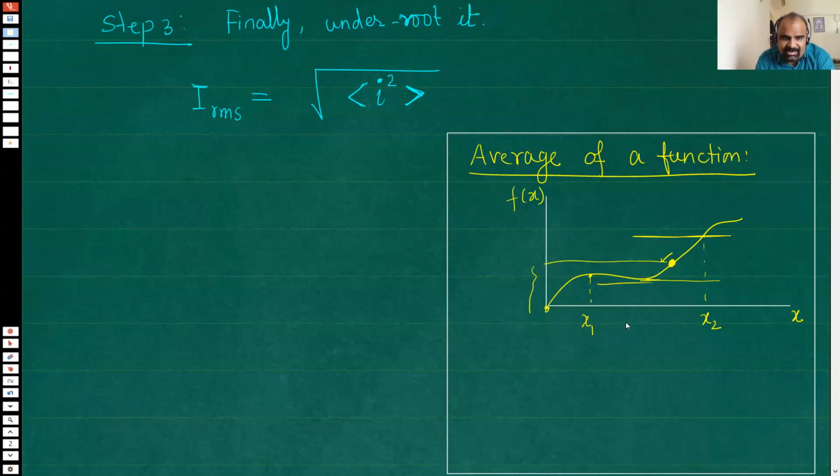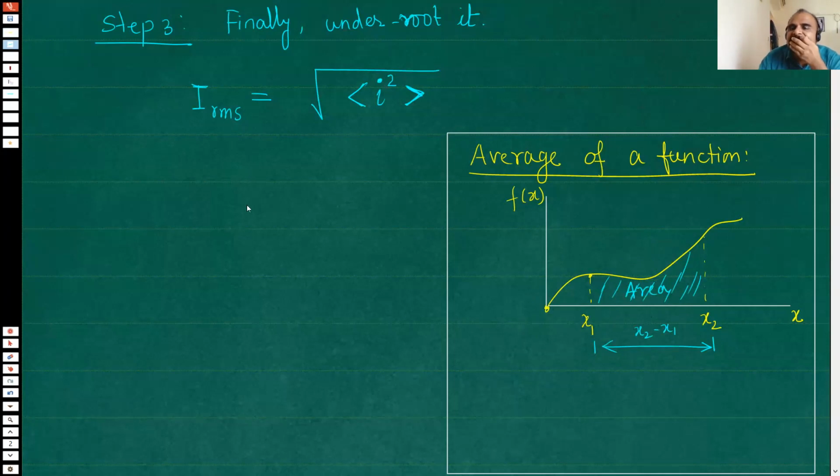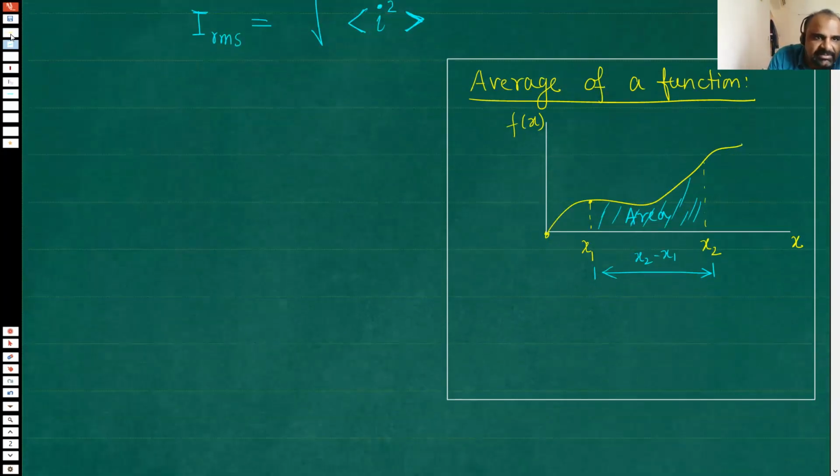But that is a guess. You can't really guess it like this. You have to find the average value. So to find the average value of the function, the method is this: you find the area of this graph, and then divide it by this interval. This interval is x2 minus x1. So this area, you divide it by this interval. So this is the function, and this is the average value of the function.